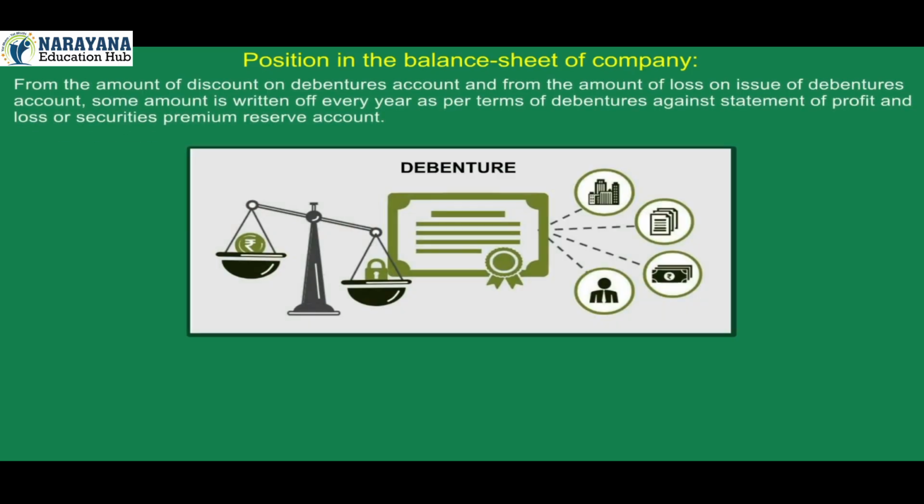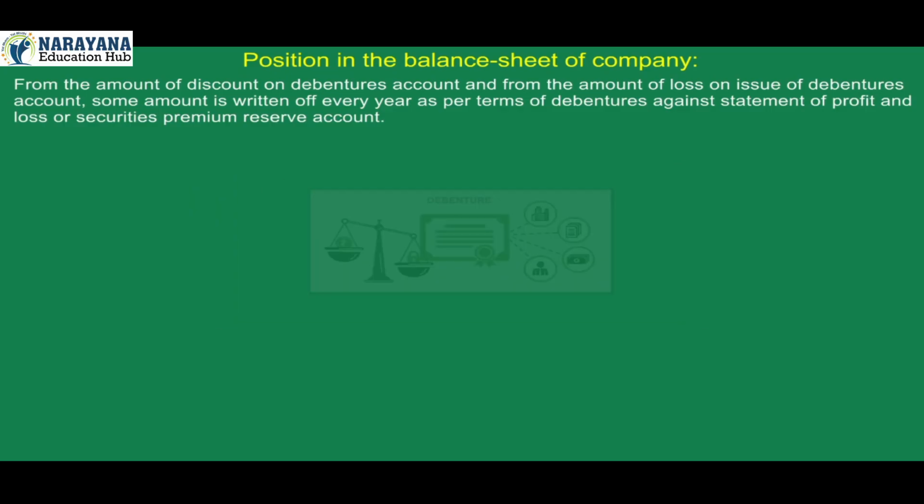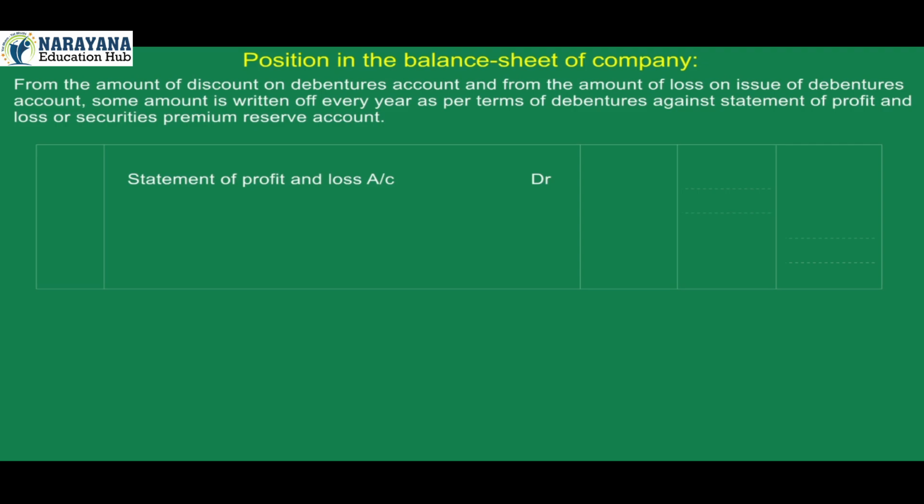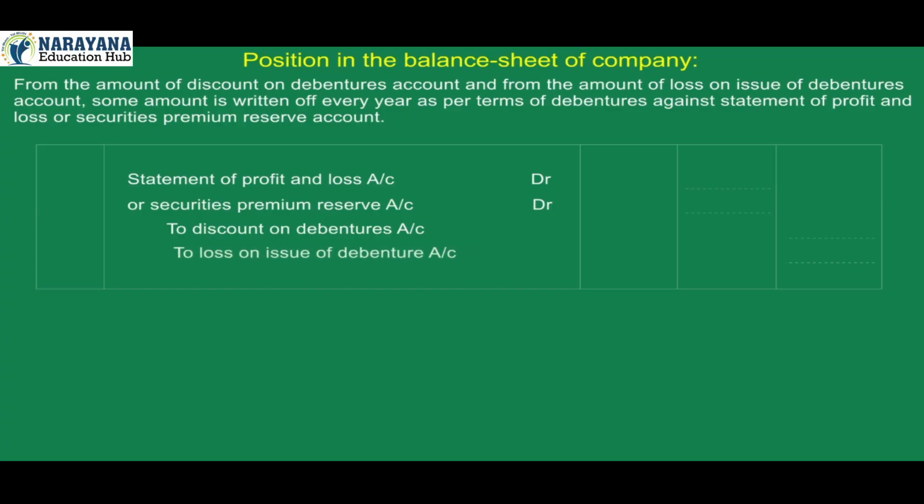Position in the balance sheet of company. From the amount of discount on debentures account and from the amount of loss on issue of debentures account, some amount is written off every year as per terms of debentures against statement of profit and loss or securities premium reserve account. Statement of profit and loss account debit or securities premium reserve account debit, to discount on debentures account credit, to loss on issue of debenture account credit.